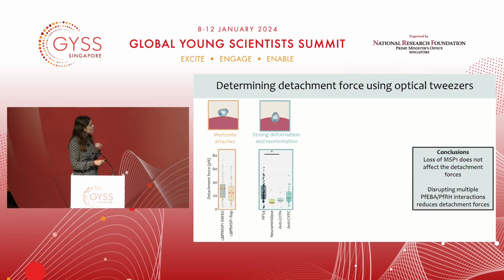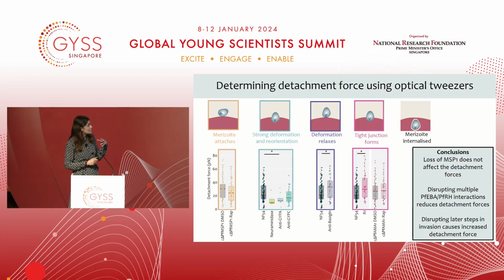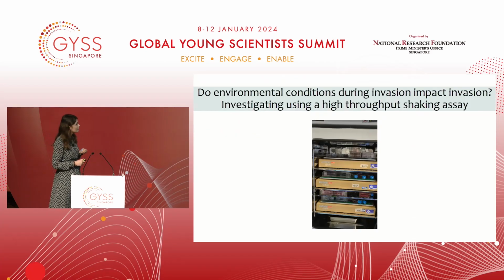I then looked at 2 families of proteins involved in the deformation stage, the EBAs and RHs, and found that several of these proteins did cause a significant reduction in the detachment force. So this points towards these being the proteins that are generating the strength of the interaction between the different cells. I then looked at proteins involved later in the invasion process, and I found that, interestingly, these actually tend to increase the detachment force, likely because they're trapping the parasites in the strong deformation stage.